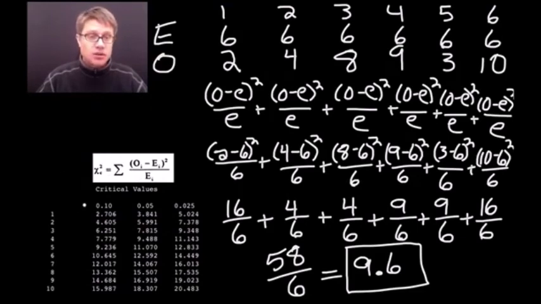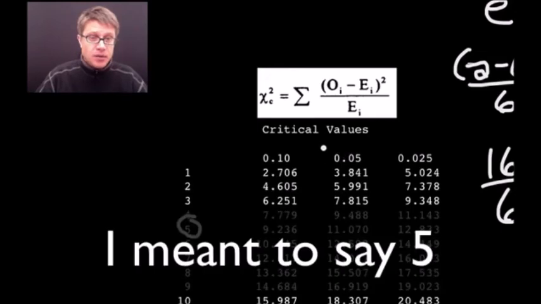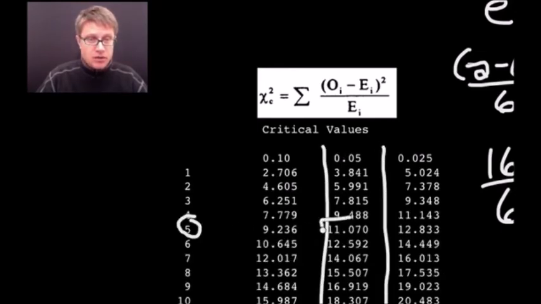So now we got to go over here to our chart. First of all, we have to figure out how many degrees of freedom we have. Since there are 6 different outcomes, we take 6 minus 1, so we've got 5. We're in this column of the 0.05 right here, so if I read across, our critical value is 11.07.